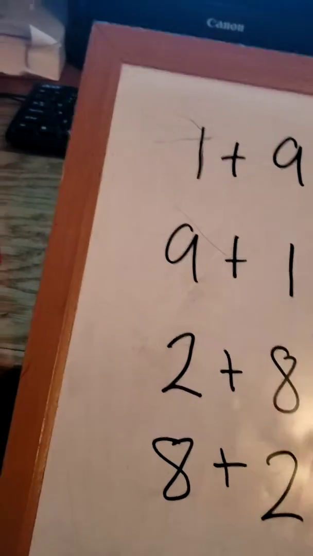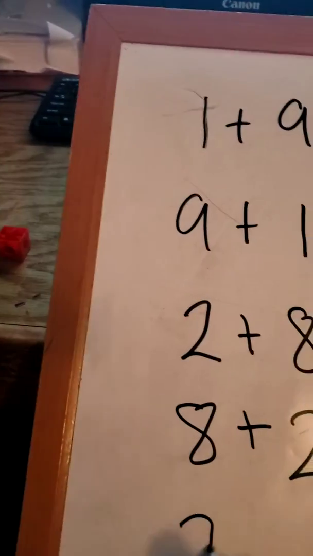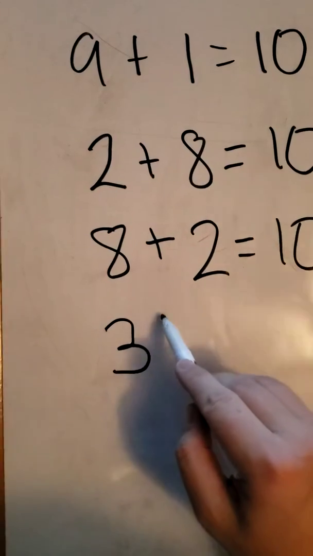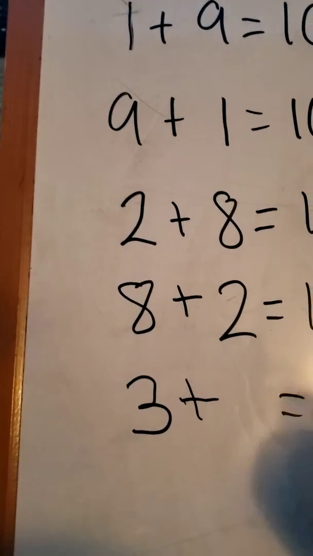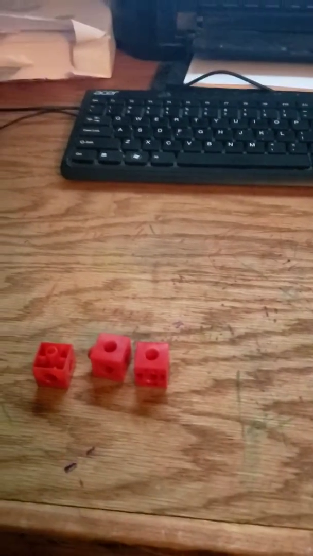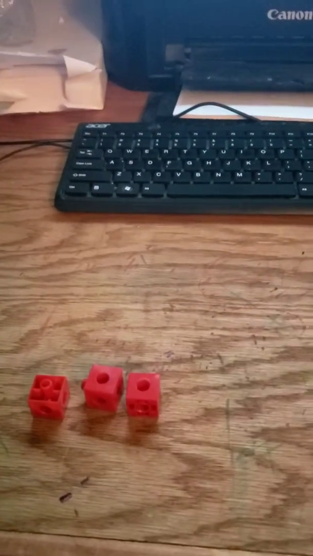So what's another one I could do? How about 3 plus something equals 10. So if I have 3, let's try it with our manipulatives. If I have 3, 1, 2, 3, how many more do I need in order to get to 10? So I already have 3. So start counting at 3 and then stop when you get to 10. So 3, 4, 5, 6, 7, 8, 9, 10.